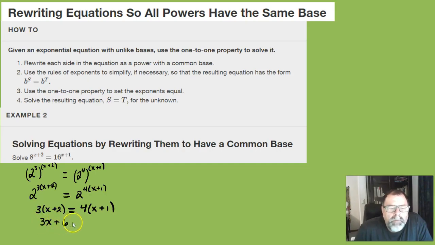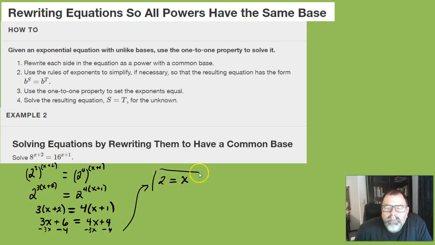So distribute the 3, distribute the 4, get all the x's on one side, the numbers on the other. So let's go ahead and do 2 steps together. On the left side, the 3x's cancel. 6 minus 4 is 2. And on the right side, 4x minus 3x is 1x. And then the 4's cancel. So we get x equals 2.